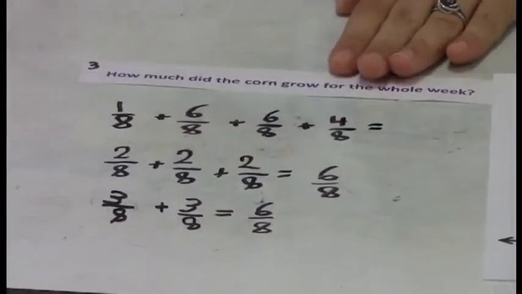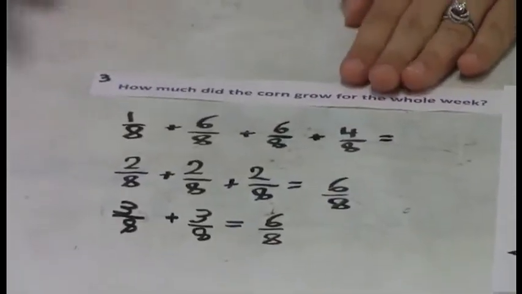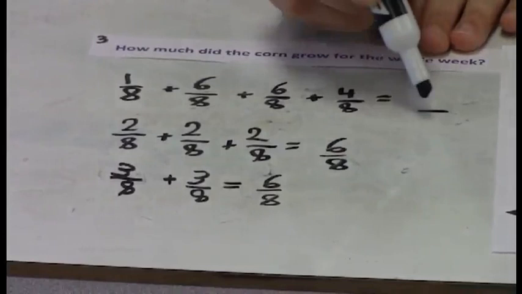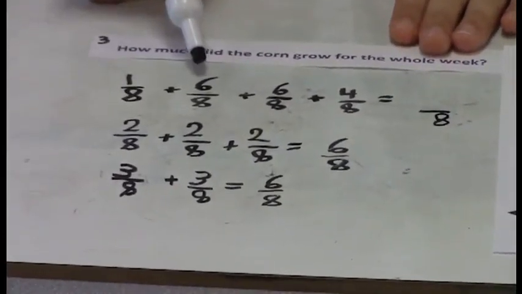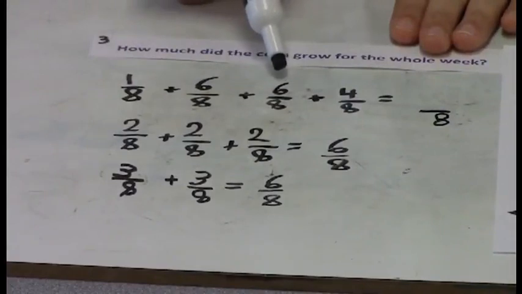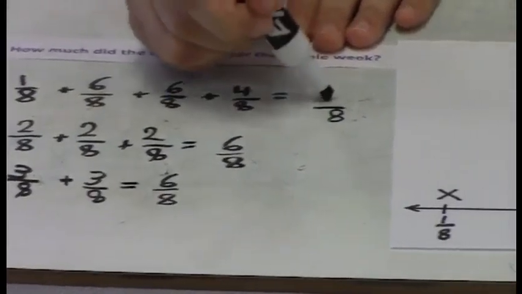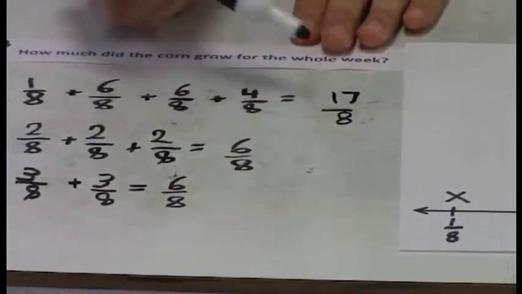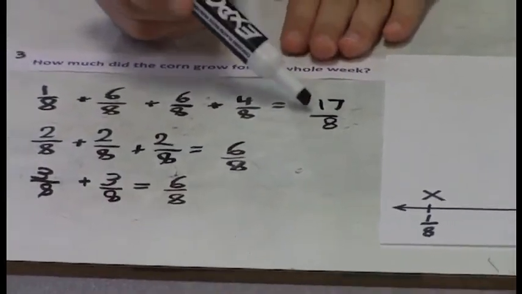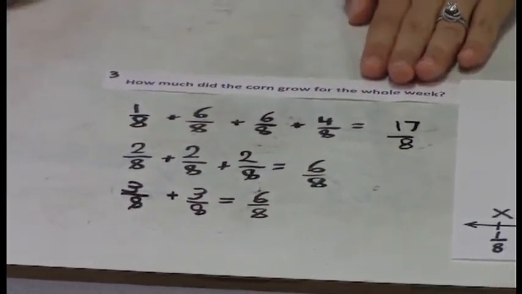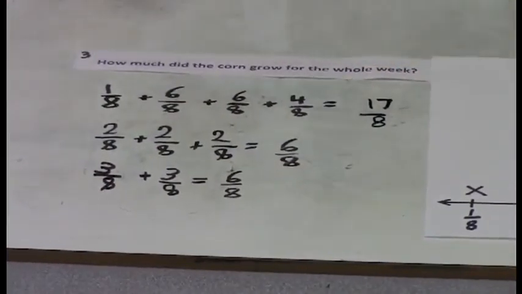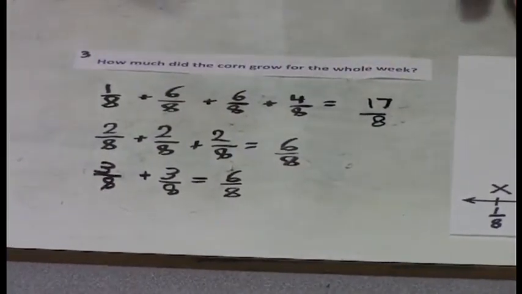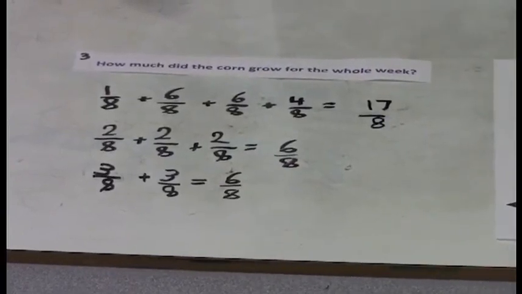So now I will add this equation to find my total. Again, we keep our denominator the same. 1 plus 6 is 7. 7 plus 6 is 13. 13 plus 4 is 17. So I have found the sum of 17/8. Now that's an improper fraction because the numerator is greater than the denominator. So we are going to go ahead and turn that into a mixed number.